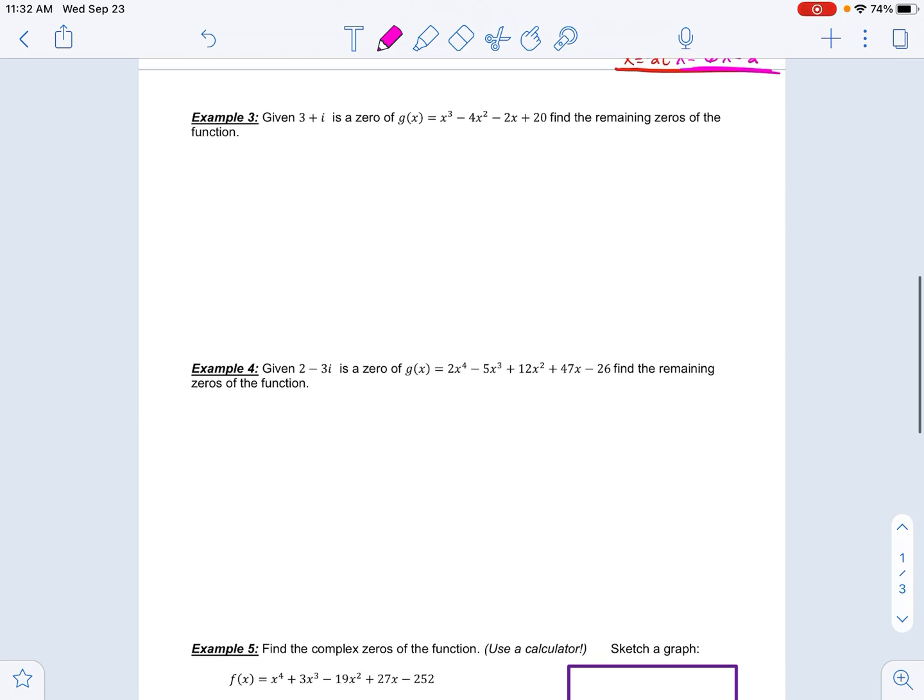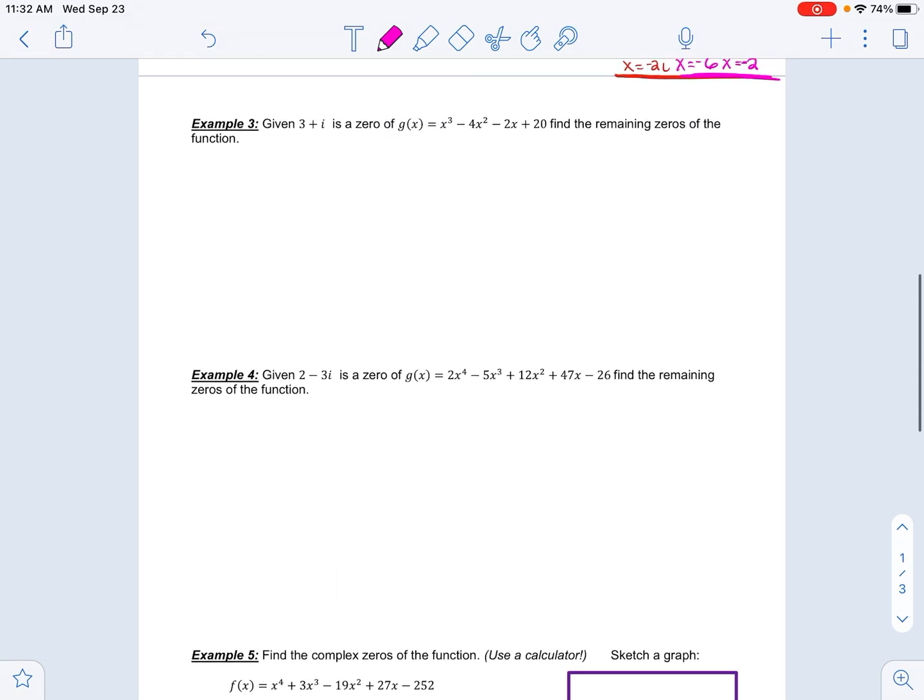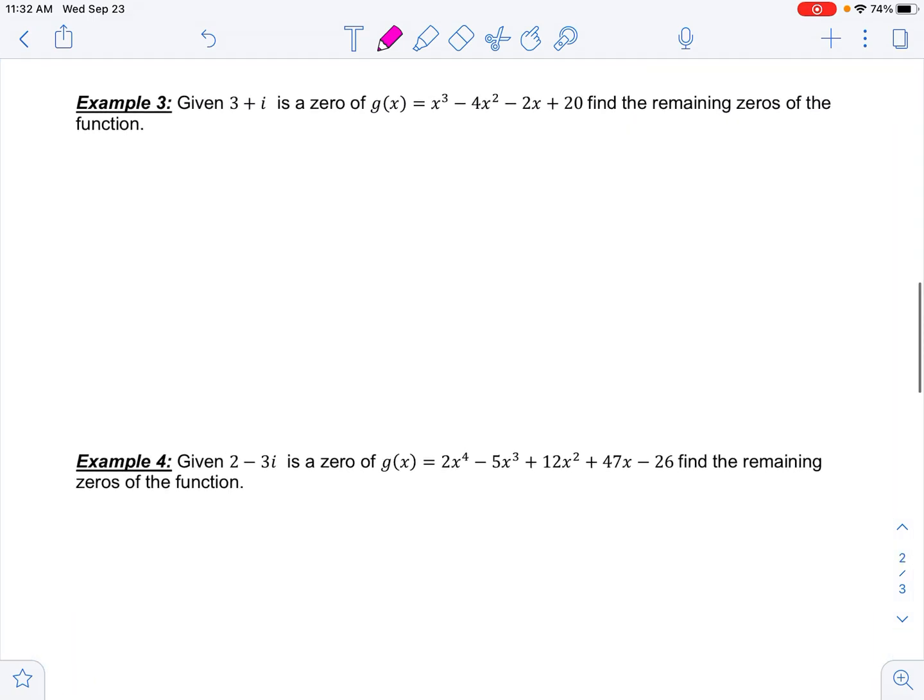All right. Let's try example 3 together, and then you can do example 4 on your own. I'll just tell you the answers for example 4. I'll show all the work in case you make a mistake, but at the beginning, in case you need to fast forward to the calculator problem with me. Okay. Given 3 plus i is a 0, find the remaining zeros.